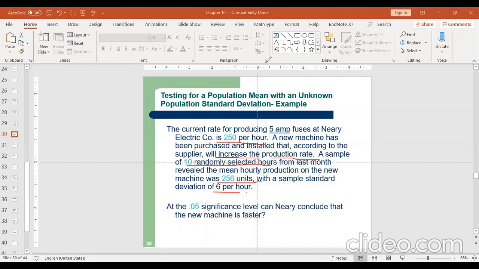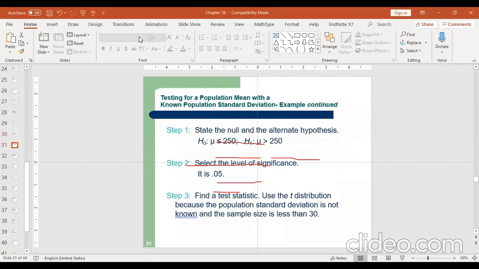So moving on to the next slide. Step 1, state the null and alternate hypothesis. This information was given in the statement of the question, and this is the H0. Whatever the H1 or H0 is, both will be opposite to each other. Step 2, select the level of significance. It is 0.05, which is 5%.